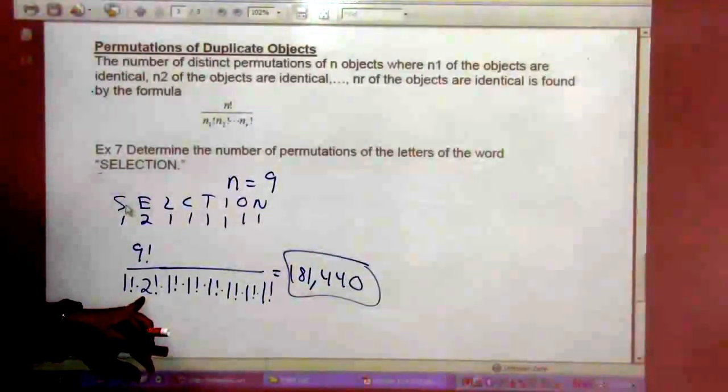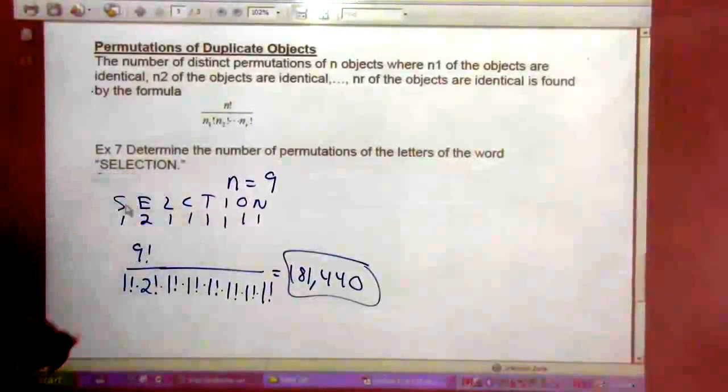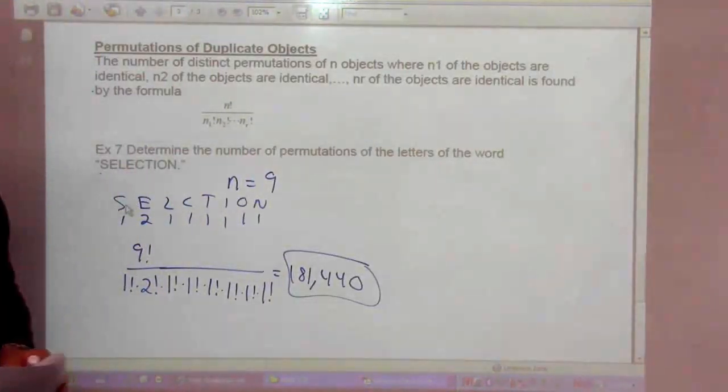And again, this part came out because there are 2 E's.